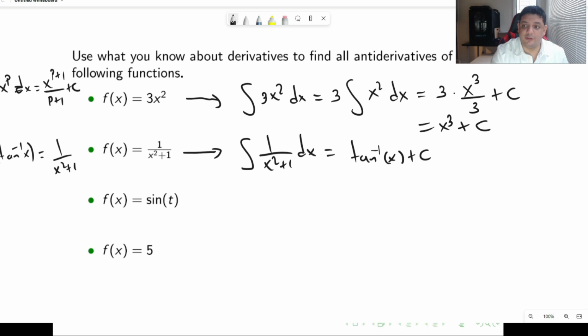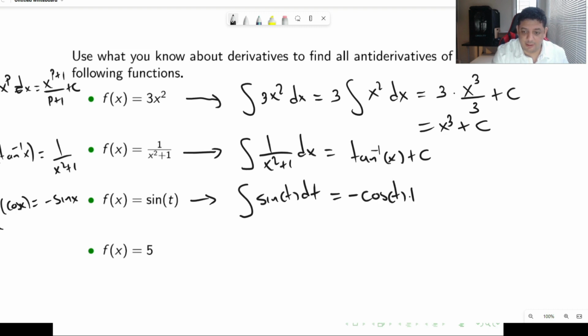And that's it. You don't need to do anything more in this scenario. If you have constants multiplying, then you make sure to take those out, but that's what's going to happen here. Similarly, in the case of sine, since we know that the derivative of cosine of x is minus sine of x, then we can say, oh, okay, so the antiderivative of sine of t dt, notice that t is the variable of integration, it's got to be cosine, but because we don't have the minus in here, we're going to have to put the minus in. So minus cosine of t plus c.